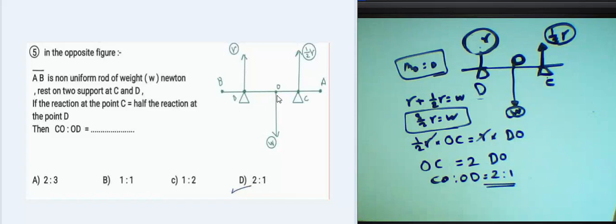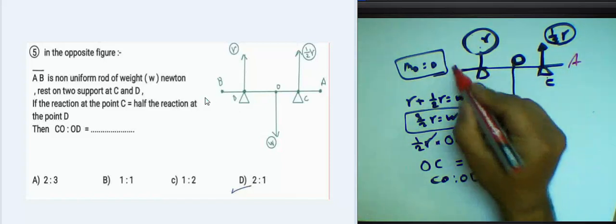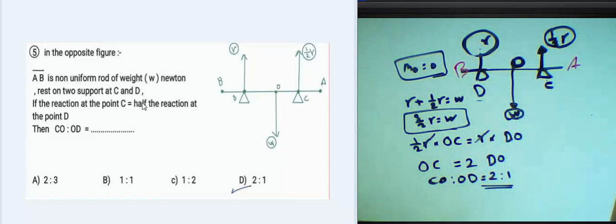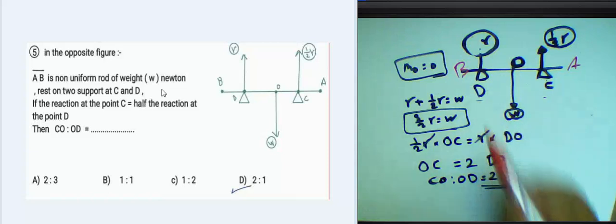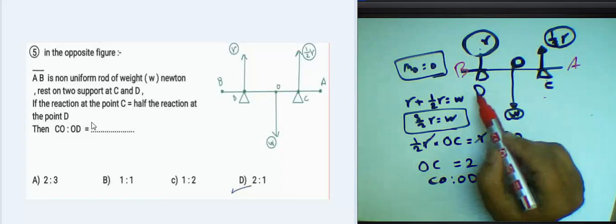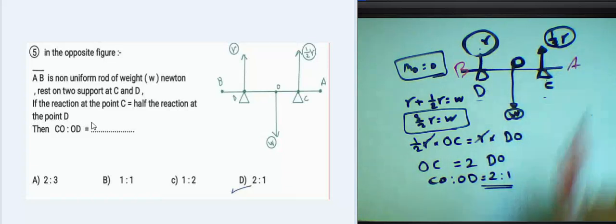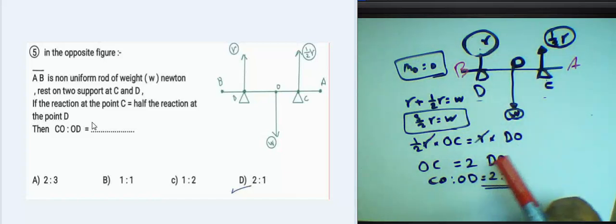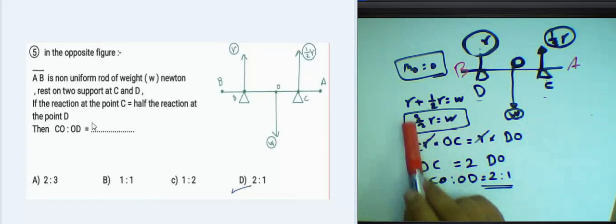AB is E and B here. This is P. This E and this B. Understood here? And this point O, look here, and C and D. The reaction at C is half the reaction at the point D, the reaction at D, half the reaction of C. Then the moment about the point O equals zero. Then R plus half R equals the weight, and we can write the weight equals 3 over 2 R.